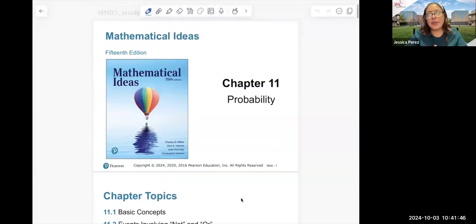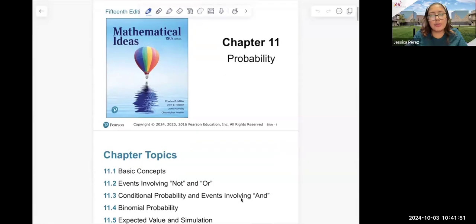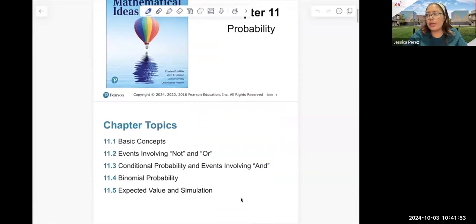In this chapter, we are going to be discussing probability. Let's begin with chapter 11, section 1. So we are going to discuss today basic concepts of probability. So here we're going to be defining probability. We are going to start looking at the types of probability that we have and how to solve distinct probability examples. So let's get started.